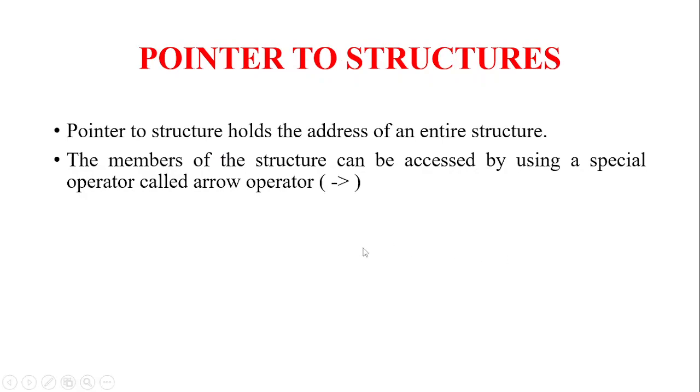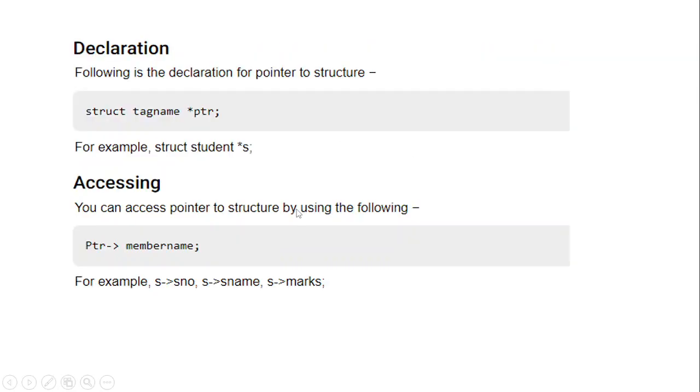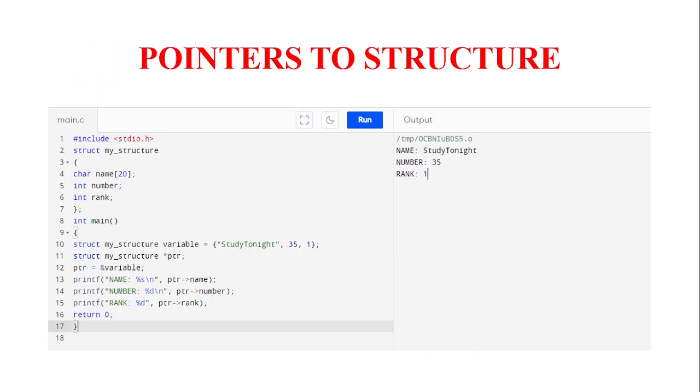Now pointer to structures. Pointer to structure holds the address of an entire structure. The members of the structure can be accessed by using a special operator called the arrow operator. Declaration. Following is a declaration for pointer to structure. Now the syntax is struct, then the structure name and the pointer to it. So struct student *s. So you have the structure name student, then the pointer is *s. How to access it? So ptr arrow member name. So here your pointer is s. So the various members are serial number, serial name and marks. So I have s arrow sno, s arrow sname and s arrow marks.